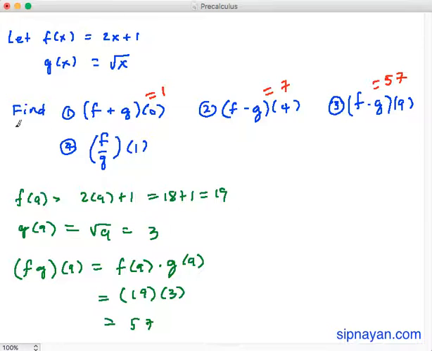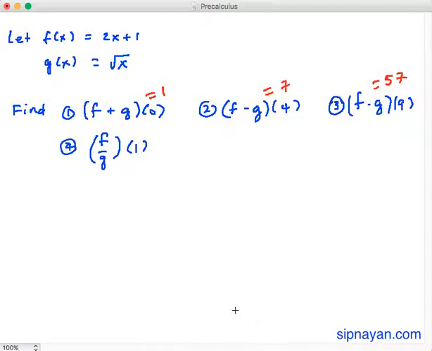And lastly, we have (f over g)(1). So, mag-f of 1 muna tayo. F of 1 is equal to 2 times 1 plus 1. Parenthesis na lang natin. 2 times 1 is 2 plus 1 is 3. And then we have g of 1, which is equal to square root of 1, which is also equal to 1.